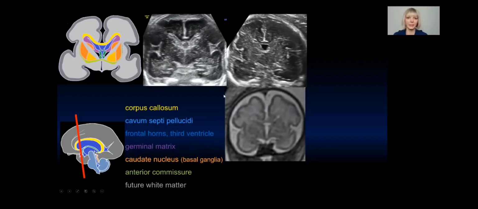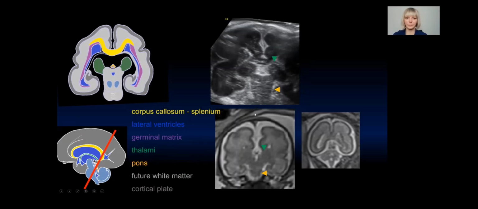More posteriorly, again, we see the corpus callosum, but we have sylvian fissure development and opercularization, or covering, of the insula is occurring. We have, again, the caudate nuclei sitting just below the frontal horns and future white matter filling up the space between the cortical plate, which is here, and the germinal matrix of the ventricles.